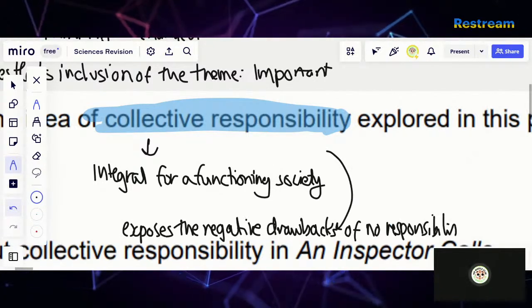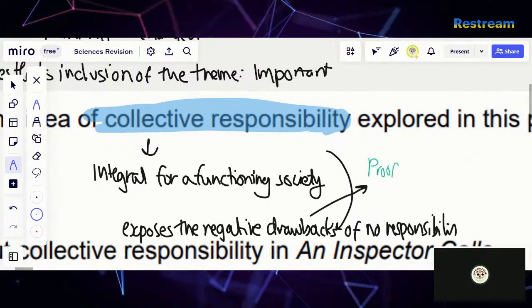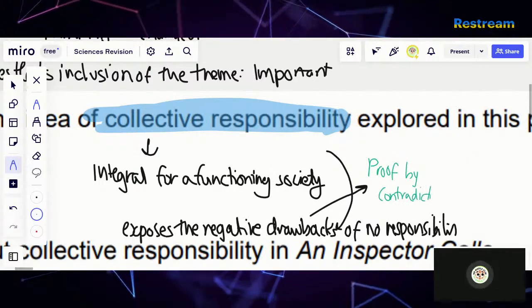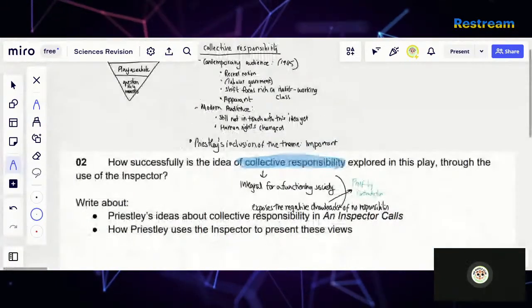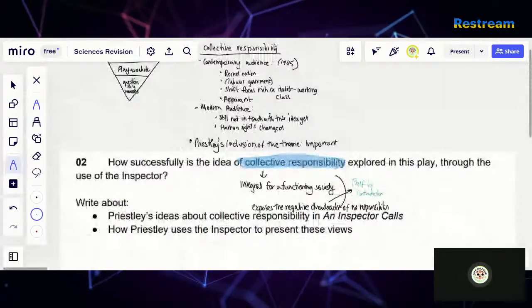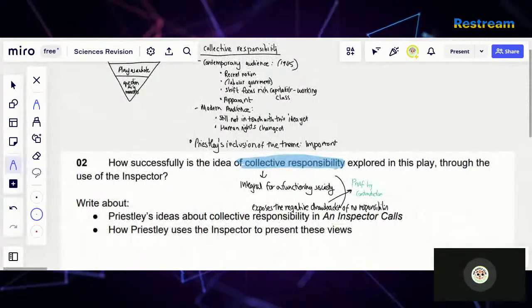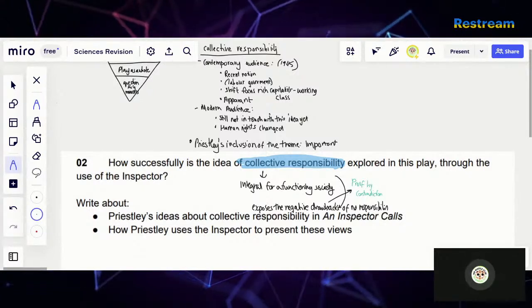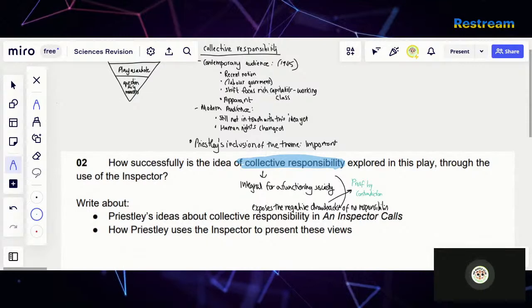So what Priestley does here is what we call proof by contradiction. This is actually a mathematical term, but it's very useful in this case because we definitely see that Priestley is proving by contradiction. He's showing how necessary responsibility and collective responsibility is by showcasing the audience a scenario in which barely any of the characters, definitely from the beginning, have any collective responsibility. Okay, hopefully that makes sense.